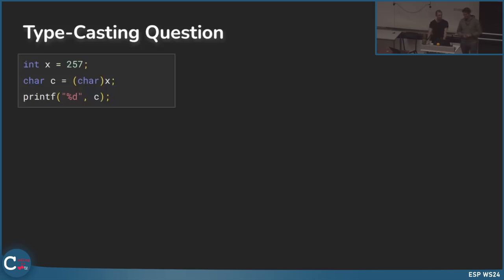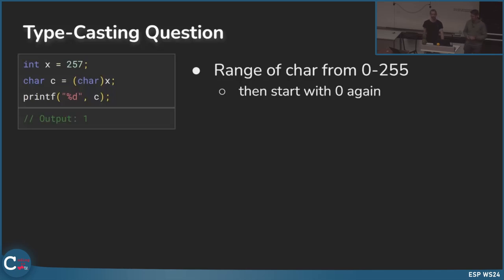Yeah, that's a good idea, but it's not correct, to be honest. Yes? Yeah, it's going to overflow and the output is 1 because a char is only from 0 to 255. So it starts again with 0, which means it outputs just 1. So this is a pitfall if you cast on your own, which you might encounter at the exam, for example.